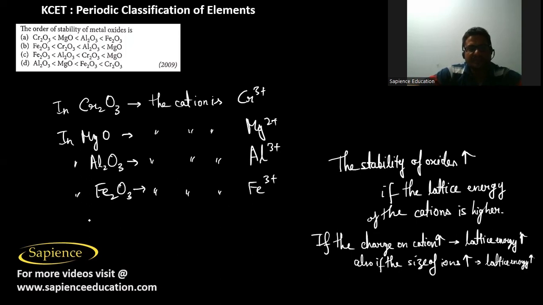So here Mg2 plus, so magnesium and aluminum are in period 3, and then Cr3 plus and Fe3 plus are in the d block, so they are in period 4. So in period 4 we have Cr3 plus, and after Cr3 plus we have Fe3 plus. So it means the charge is the least.